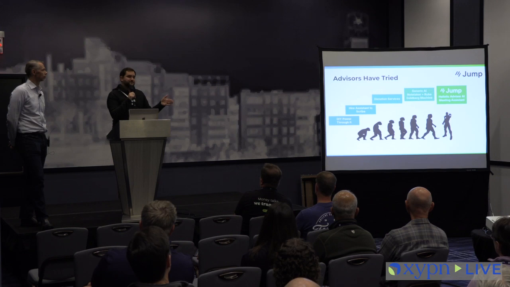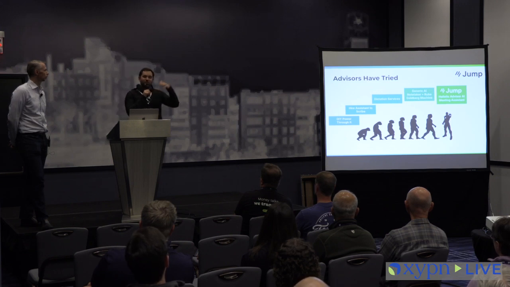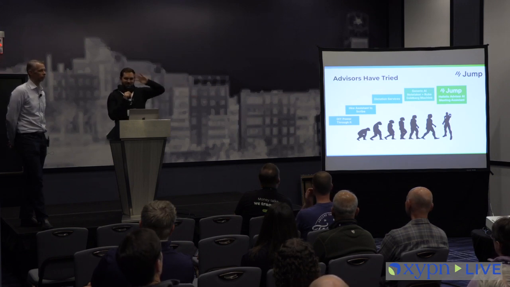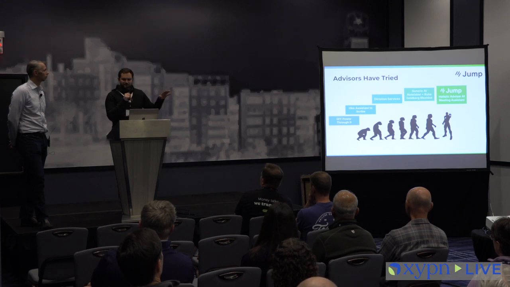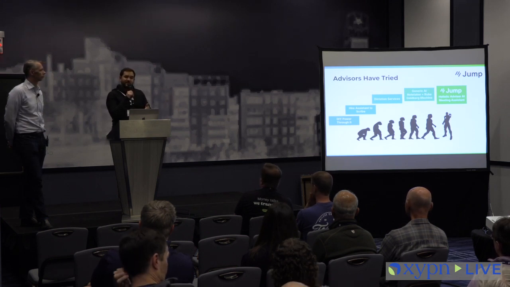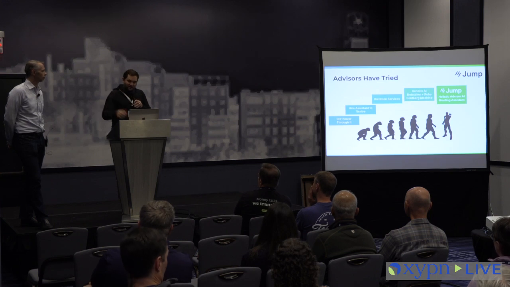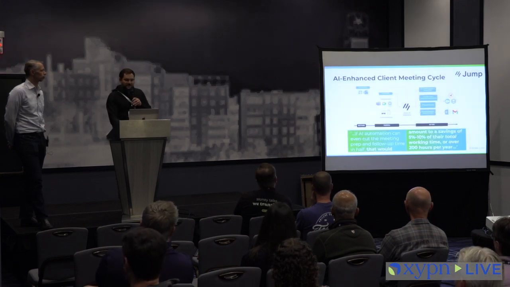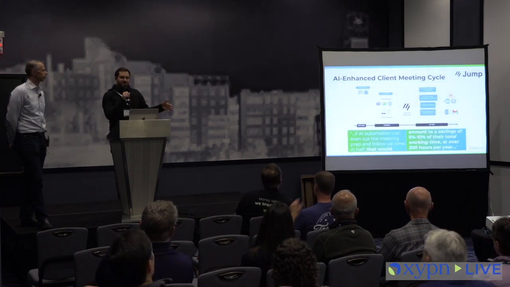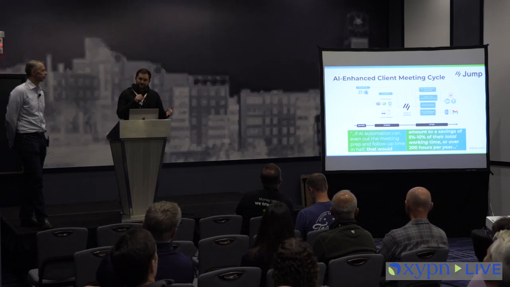And those are good, but they often result in creating kind of a Rube Goldberg machine involving Zapier and all kinds of things. And they're not usually advisor quality notes, and they're not usually really integrated with your tech stack. So this is where Jump comes in. Our goal is to deliver an AI-enhanced client meeting cycle.